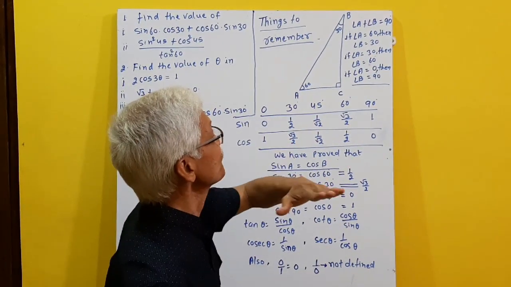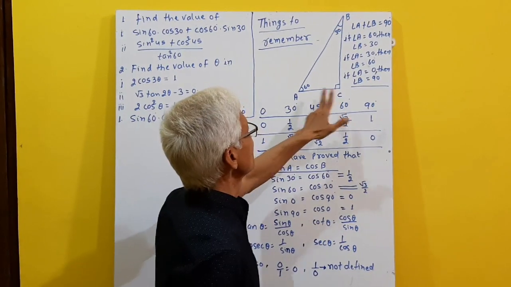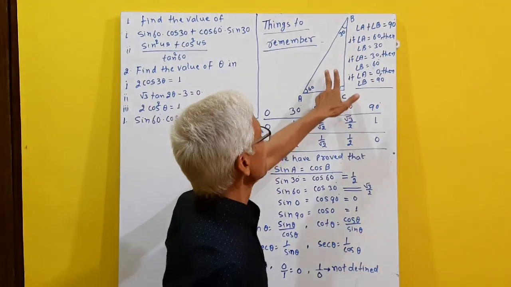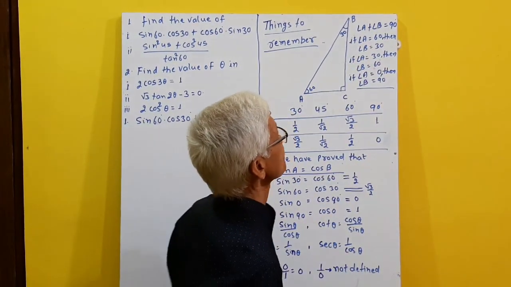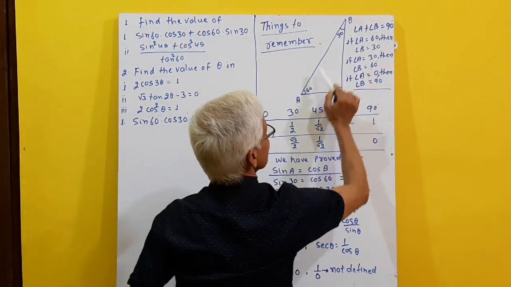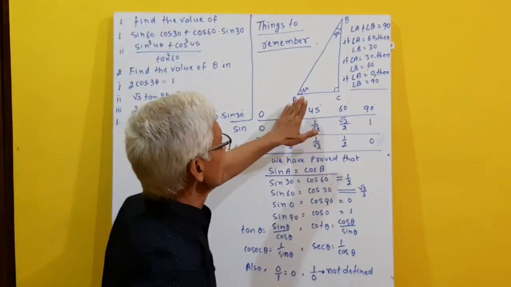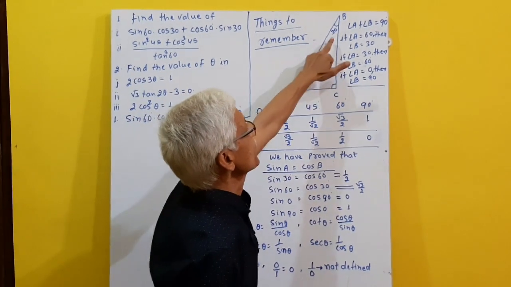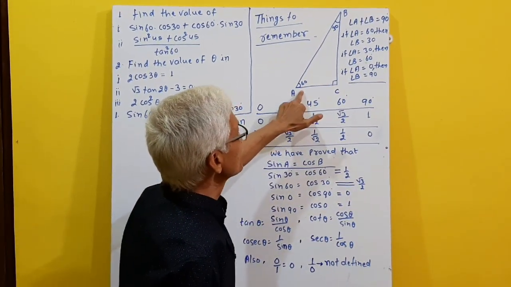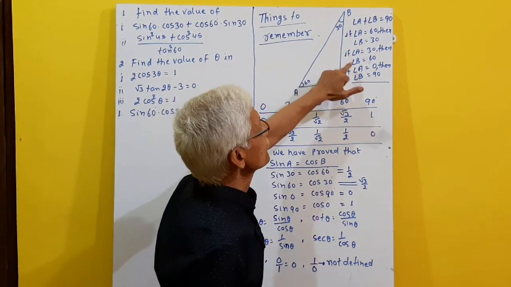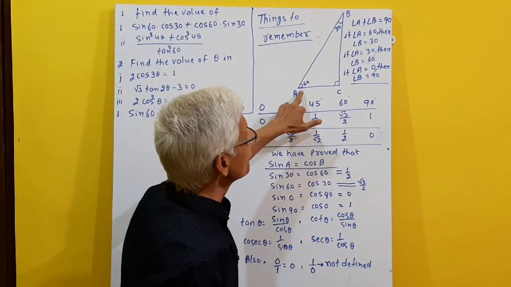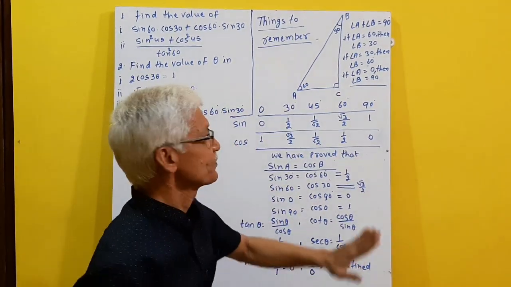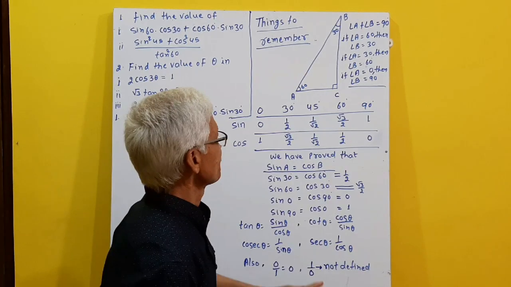First of all, you know that in a right triangle the acute angles are complementary, meaning angle A plus angle B is equal to 90 degrees. In this condition, if A is 60 degrees, B will be 30 degrees. If A is 30 degrees, B will be 60 degrees. If A is 0, B will be 90, and if A is 90, B will be 0. These things you have to remember.